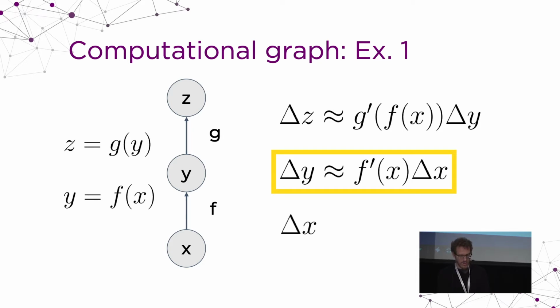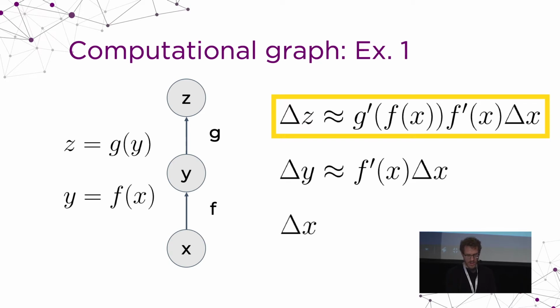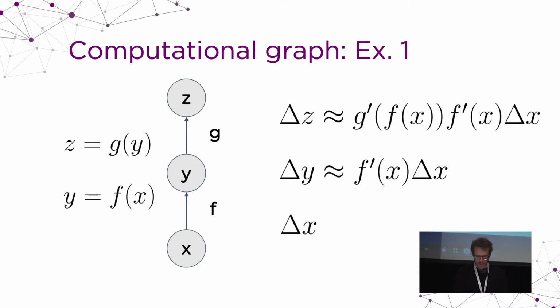And again, to compute how z will change, it's the derivative of the function g evaluated at f of x times delta y. And since I'm only controlling x, and I want to see the impact, I will replace delta y by its definition here. And now I have this expression that will give me how z will change locally if I'm not changing delta x too much. So what information do I need?